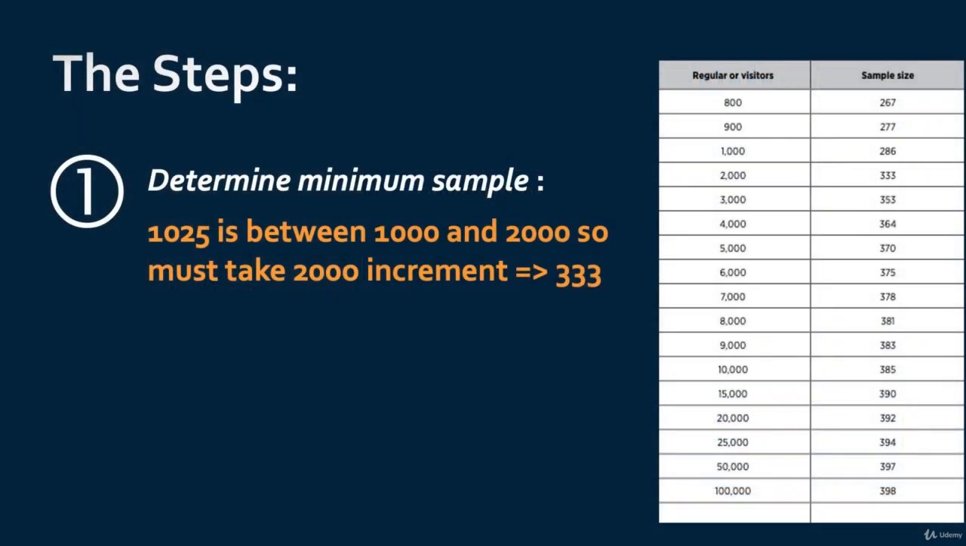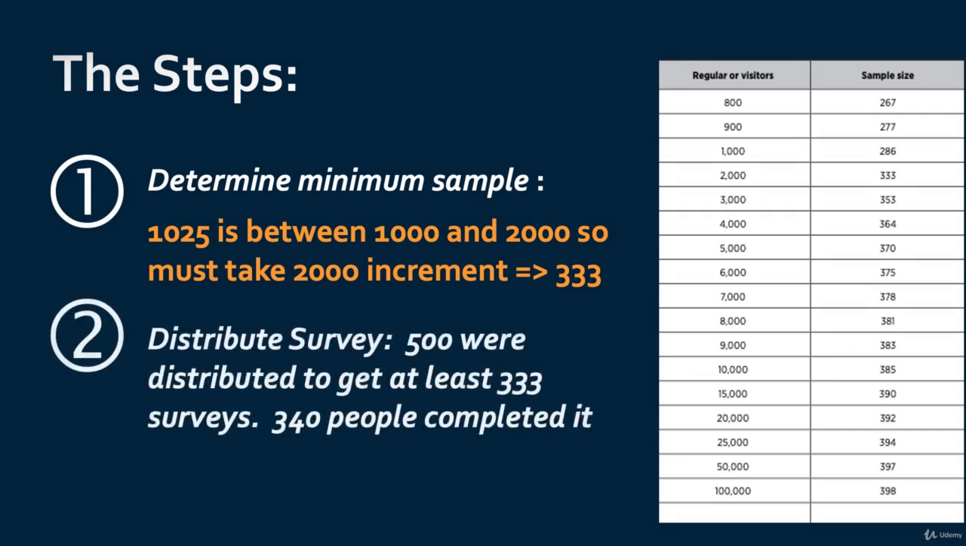First one is to determine the minimum sample size. We have 1,025, which is between 1,000 and 2,000. So we must take the next increment to 2,000 increment. And that means that we need a sample size of 333. Next, this data is just as a given. We distribute the survey, decided on 500 to distribute to get at least 333. And in this particular example, as information I just give you, 340 people completed it. And we take that for our further calculations.